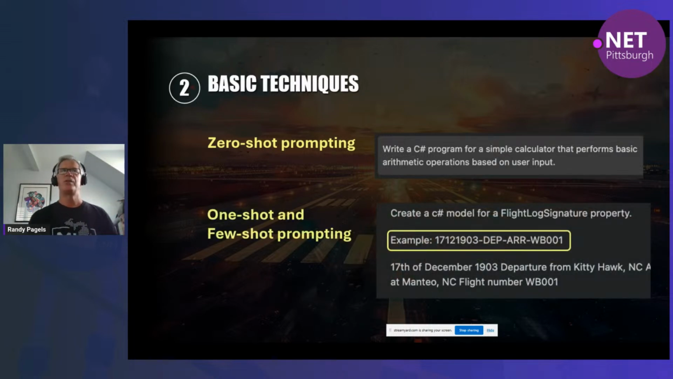The next step would be called one-shot, or maybe even few-shot. You're asking Copilot a question, and you're giving Copilot an example. In this example, I'm saying I need a C# model for this flight log signature property. And I'm also saying, here's an example. I have letters, numbers, and hyphens. This is what it looks like. And then below that, I actually spell out what the letters, numbers, and hyphens are. This is a code for the Wright Brothers on their airfields that they did their test flights on. And that's called the flight log signature property. So I was just asking Copilot, hey, here's what I mean by that.